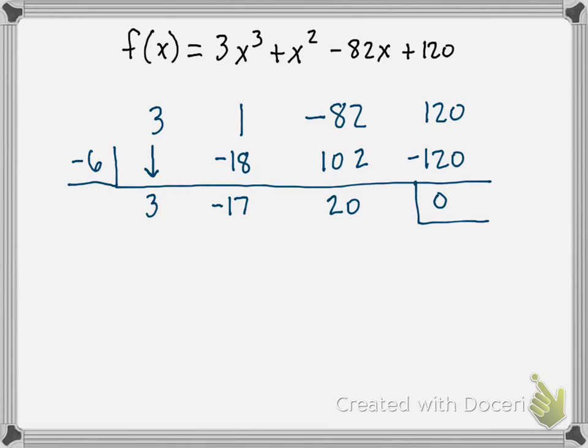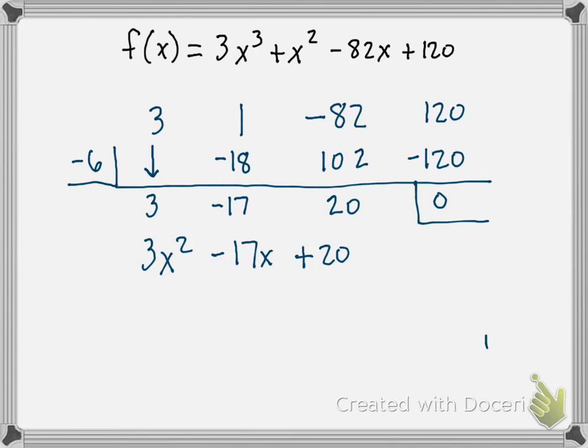I like to block off the remainder so I can clearly see which one's my remainder and what are the coefficients of our quotient. And again, since we started with a third degree polynomial, once we perform synthetic division, our quotient degree will go down by 1, so our quotient will be degree 2, or quadratic. Right? So this quotient here, I'm going to write it out. This is the coefficient of x squared, so we got 3x squared minus 17x plus 20.